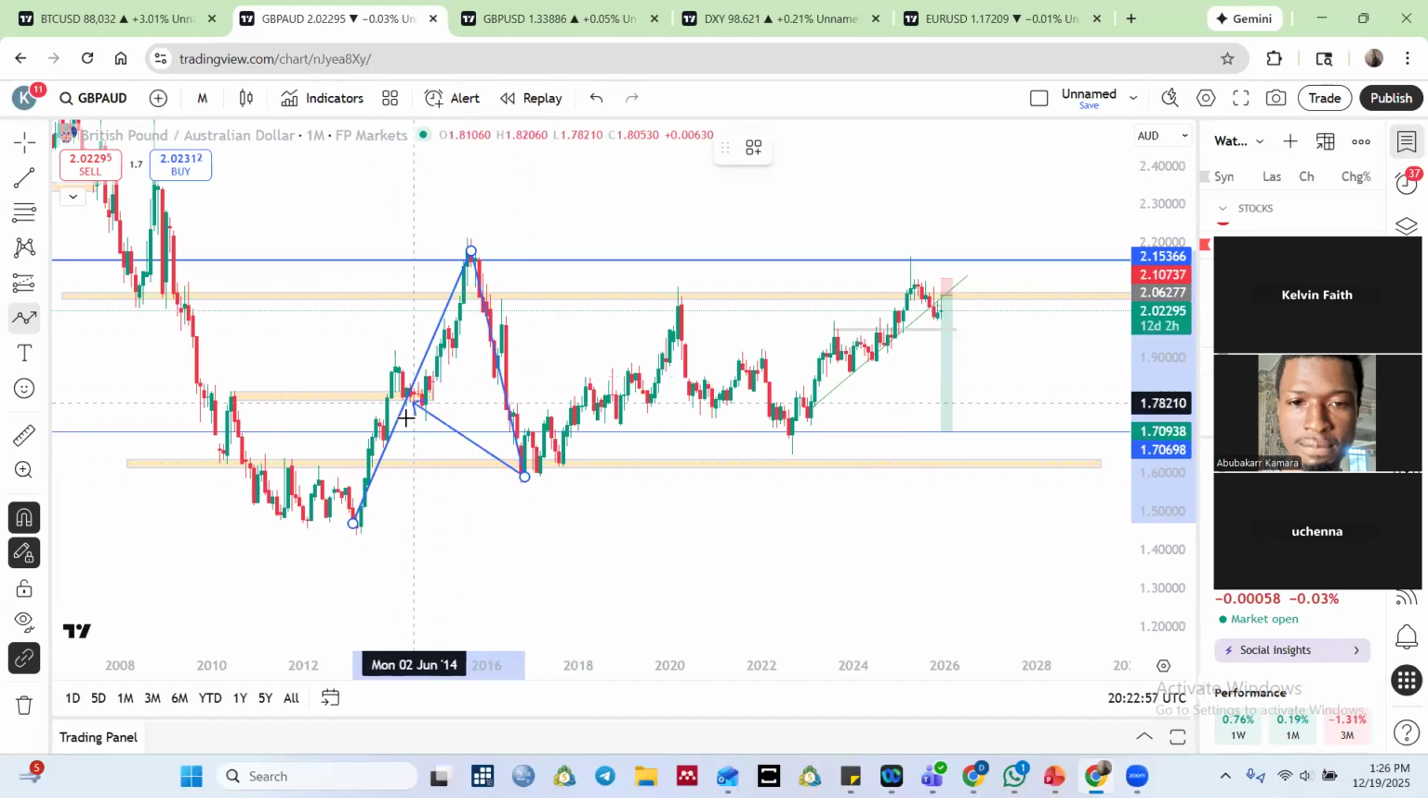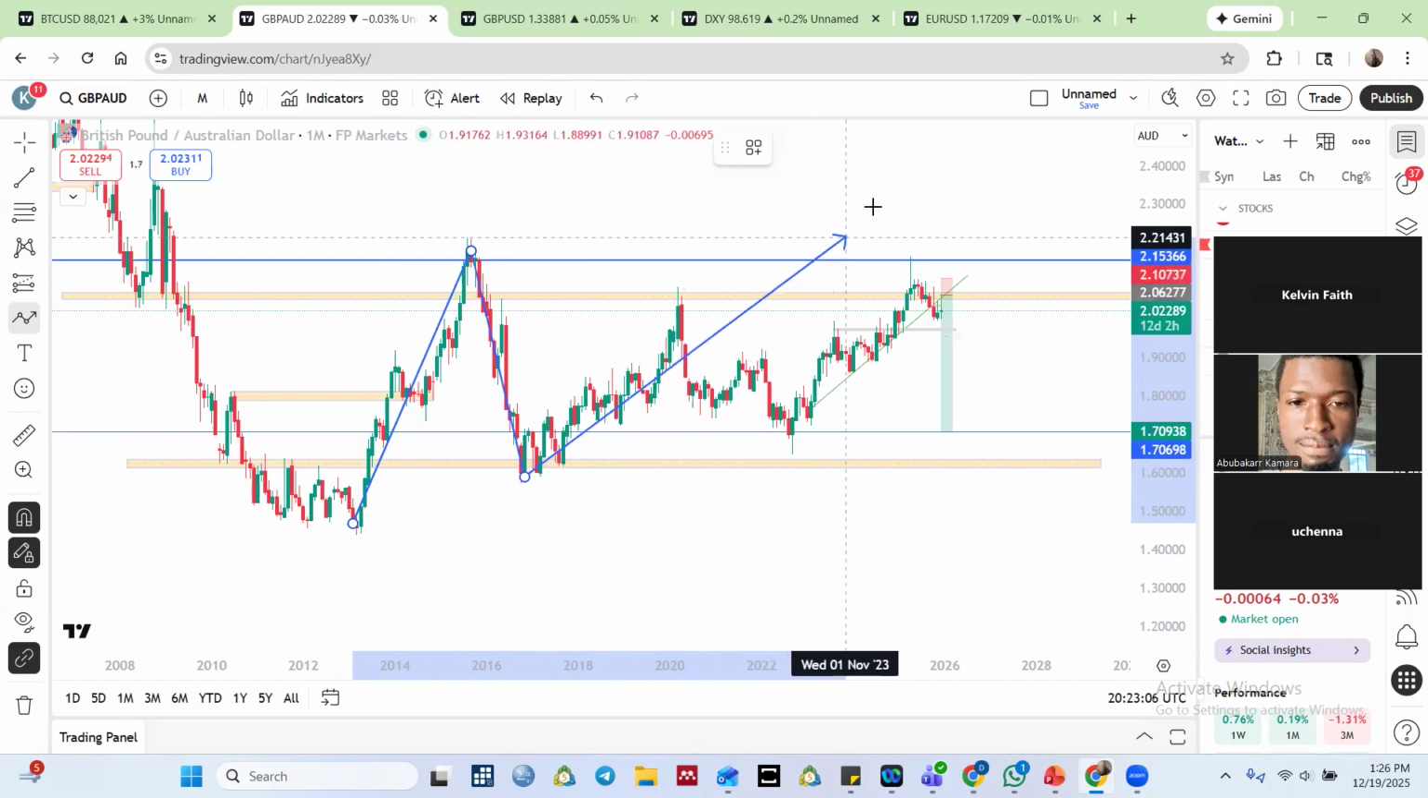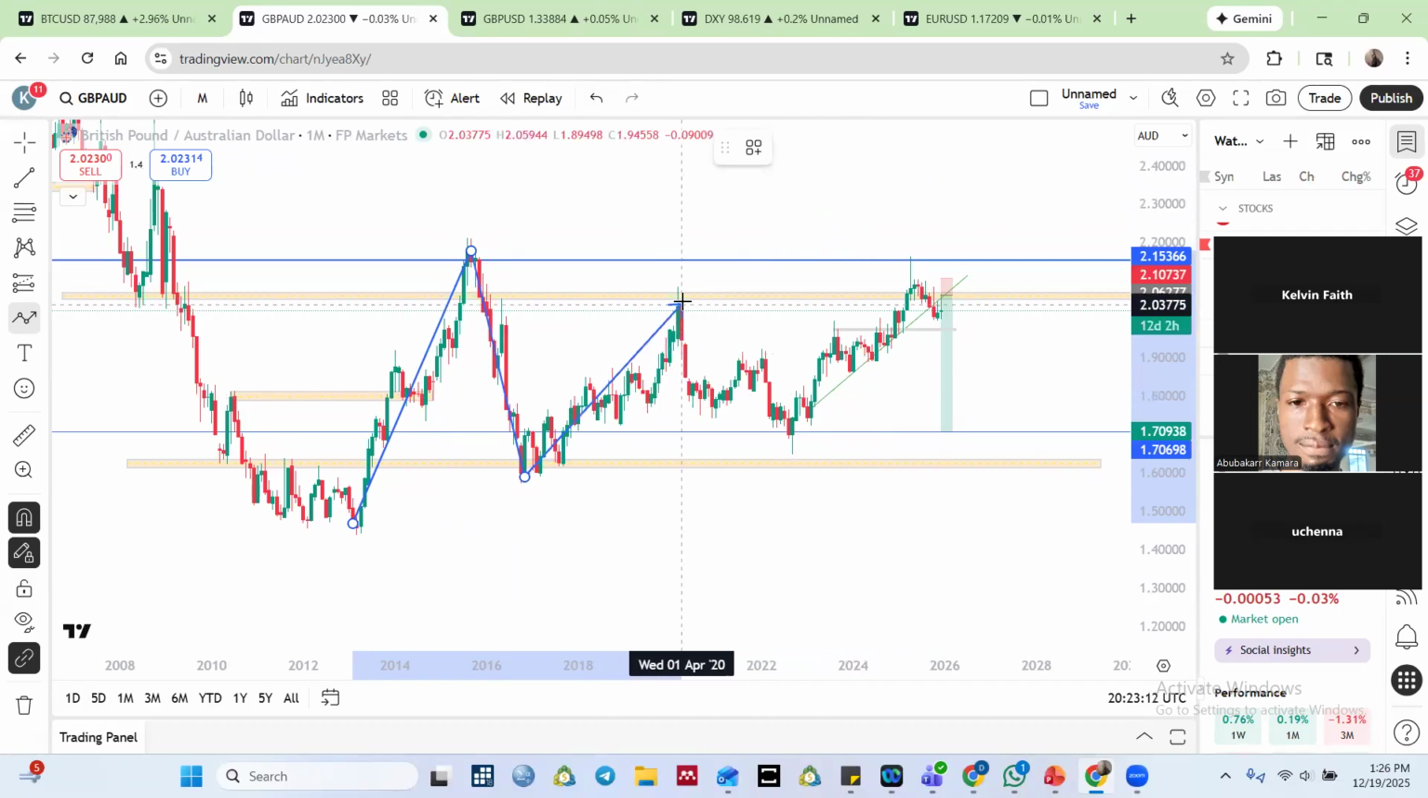All that happened here before we got this high, these are internal structures. So we have a lower high. We need a higher high. If this pair is going to be bullish, we need a higher high. Currently, we don't have a higher high. We have another lower high.